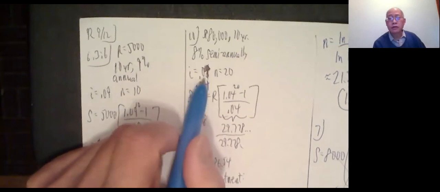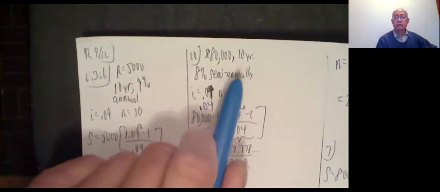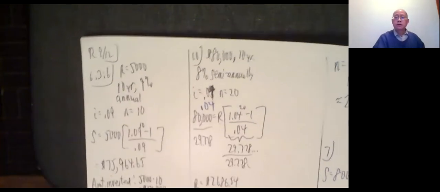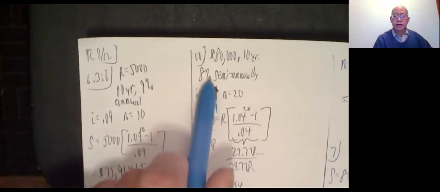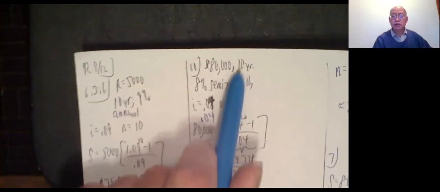I is 0.04. The N is 20. How did I get 20? 10 years, twice a year. You say, how do you know it's twice a year? It said semi-annual, right? So semi-annual, twice a year, 2 times 10 is 20. Throw it in the formula.